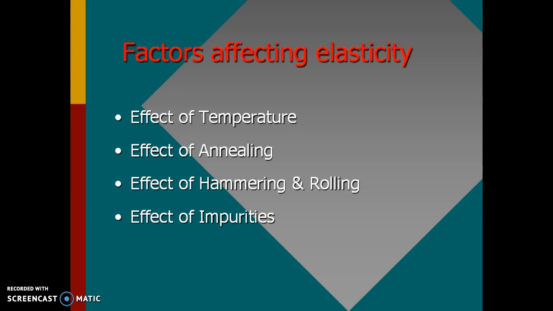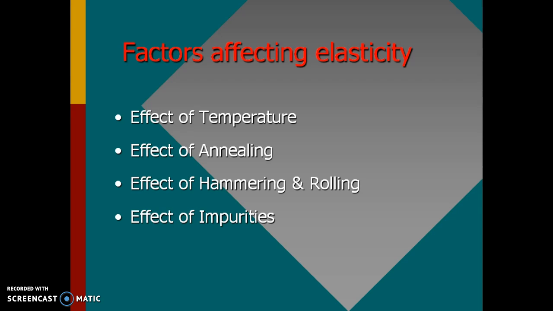Second effect is effect of annealing. In the annealing process, the metal is heated and cooled gradually. It is called annealing. Due to annealing, the smaller crystals present inside the material get oriented in one particular direction and softening of the material takes place. So due to annealing, elasticity of the material decreases.